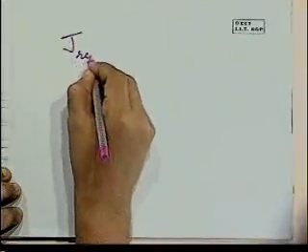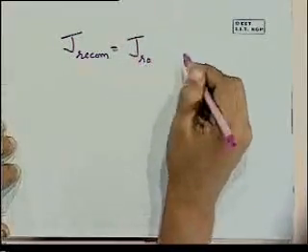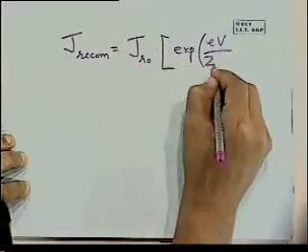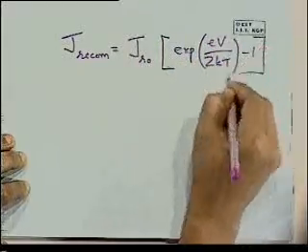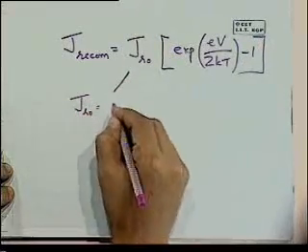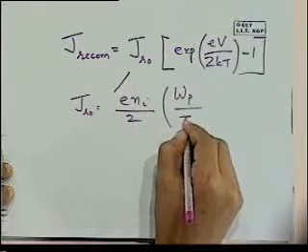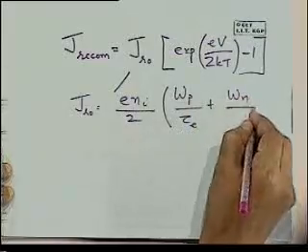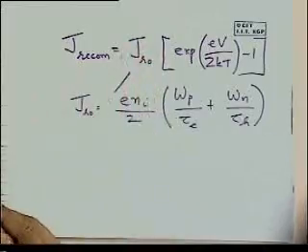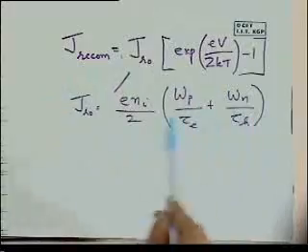Writing the recombination current as J recom, we have as expression J is equal to JR0 exponential (EV by 2kT) minus 1, where JR0 is equal to (e n_i by 2) times (W_P by tau_E plus W_N by tau_H). There's again some constant term there that is not dependent on voltage, and we have this additional term.